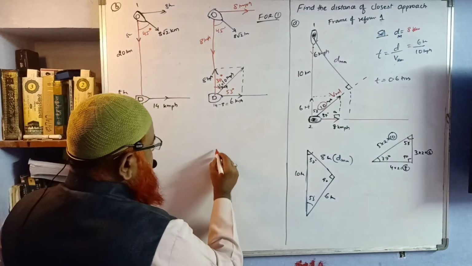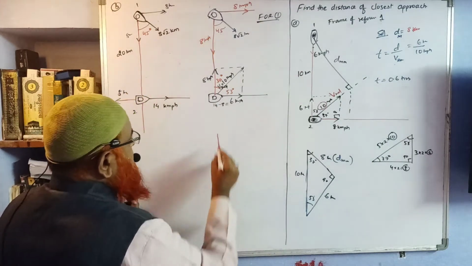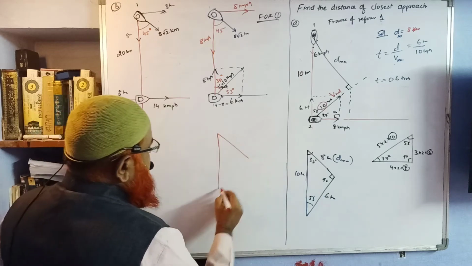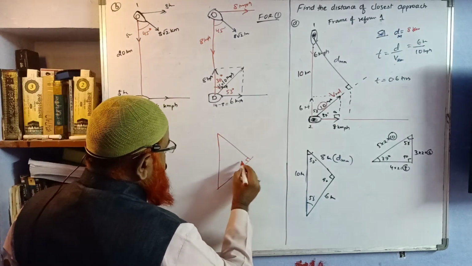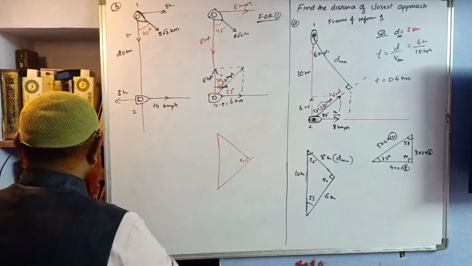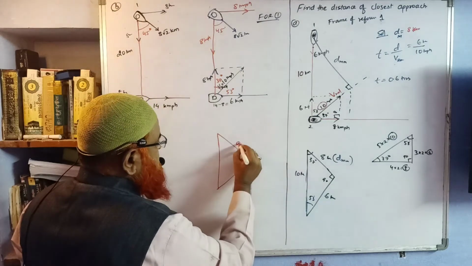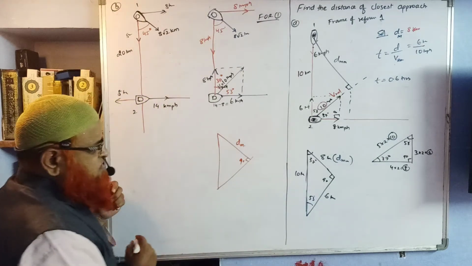Let me draw a triangle like this now. Here I am drawing a triangle. Distance of closest approach. This is going to be the perpendicular line which I have drawn here. So let us see, this is the distance of closest approach. This is the minimum distance here.